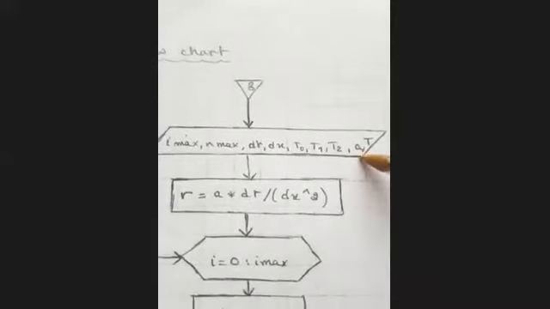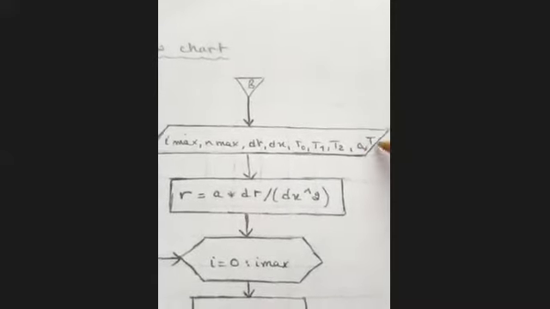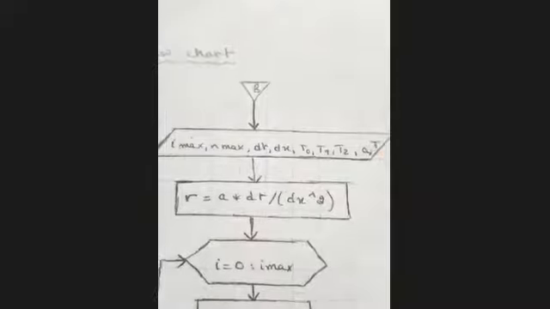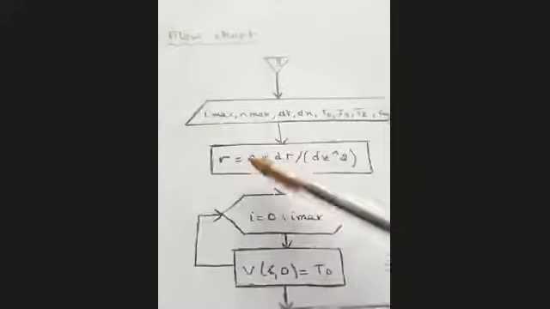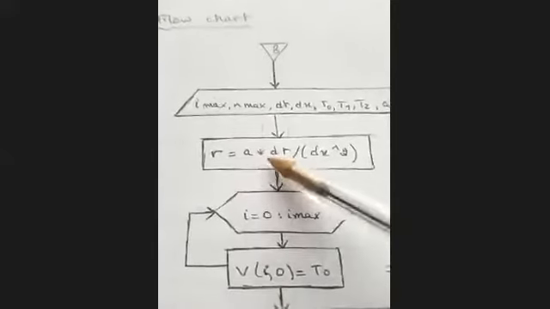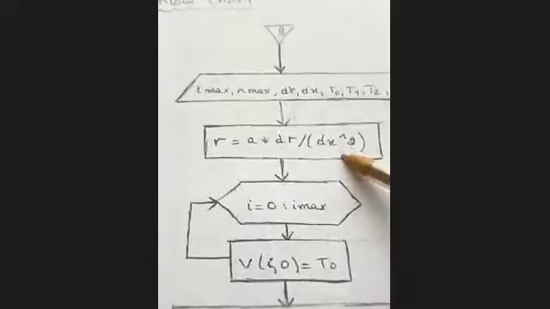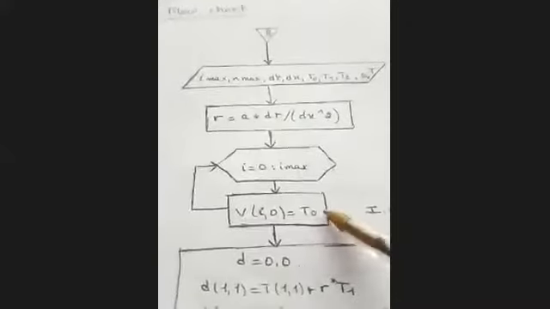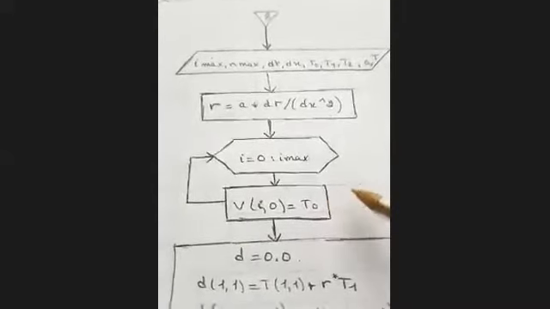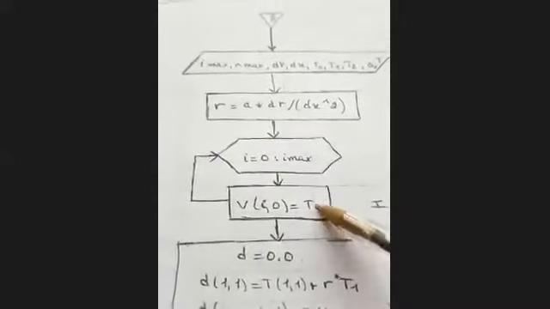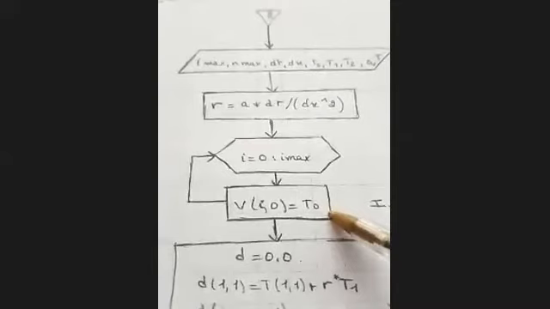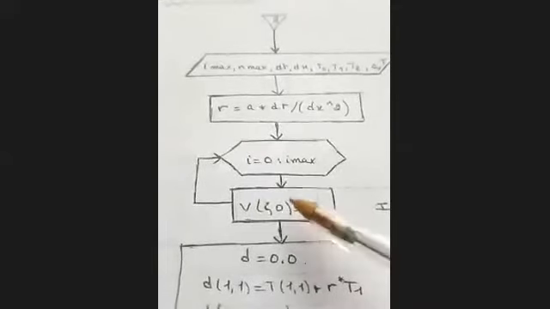This is the thermal diffusivity. Sometimes we give an initial profile for t, but in our case here, no. Then I determine r, which is equal to a times dt over dx square. Then I will do an initialization, or initial condition. I give the initial condition.